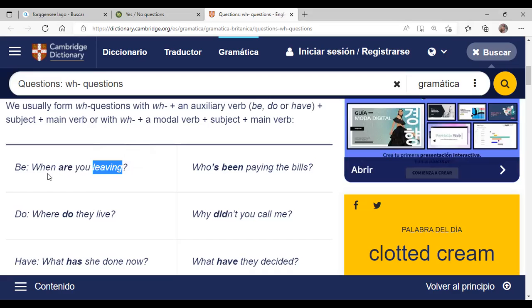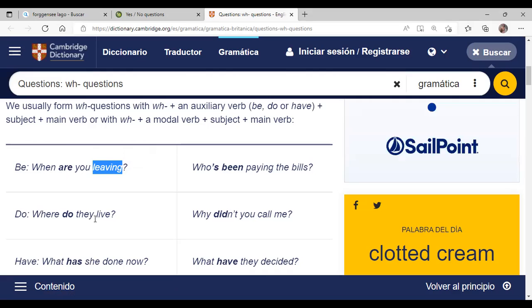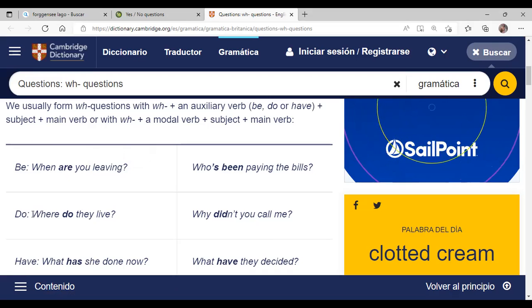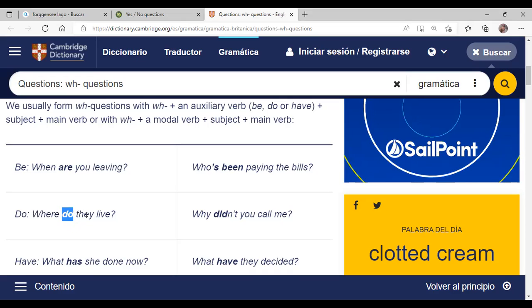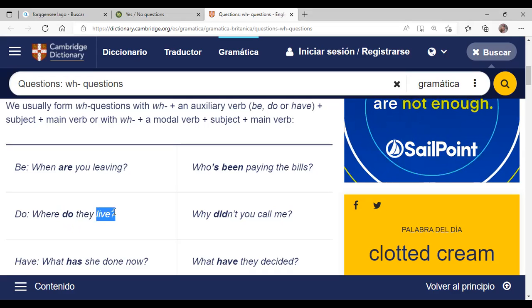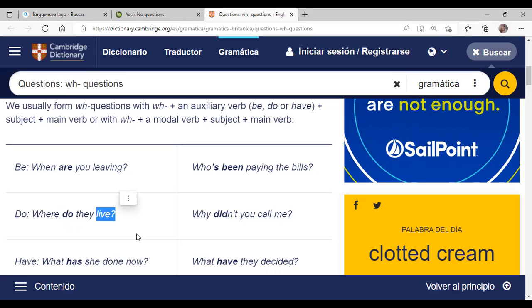So remember, this is the formula: question word, auxiliary, subject, and verb. This is the formula to make WH questions. We saw these questions last week, but anyway, it's important to remember how to make WH questions. Remember the formula: question word, auxiliary, subject, and verb, like you see in this case.